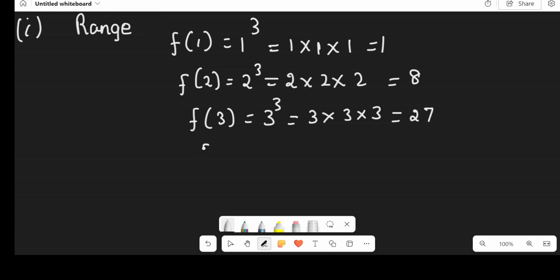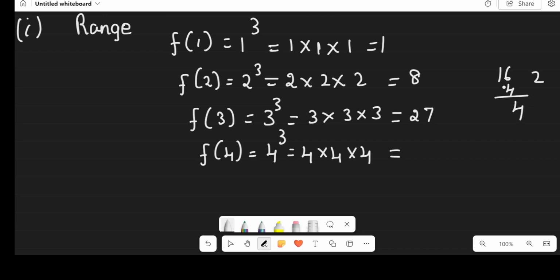And next, f(4). What would be the answer for f(4)? f(4) is 4³, right? Then 4 × 4 × 4. 4 × 4 = 16, 16 × 4, what would be the answer? 64. 64, right? So these are all the answers for the range.